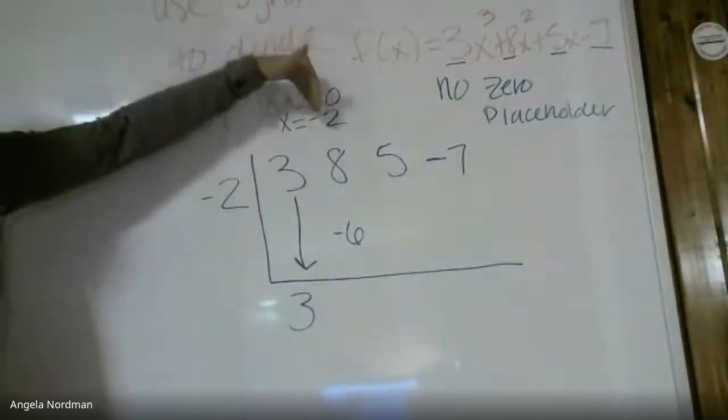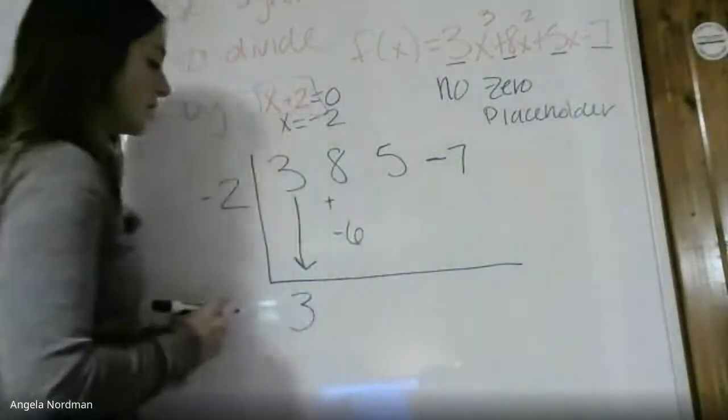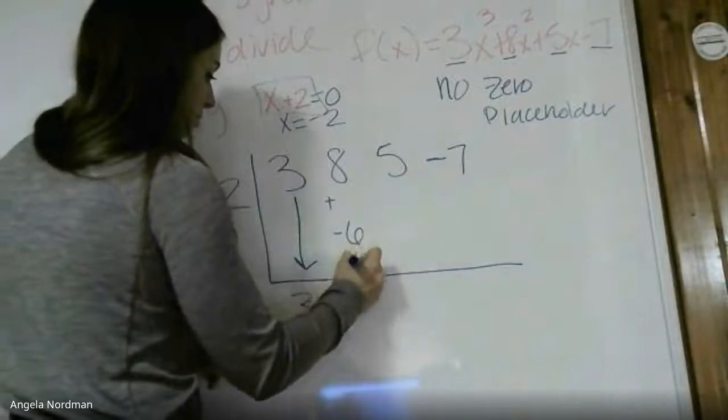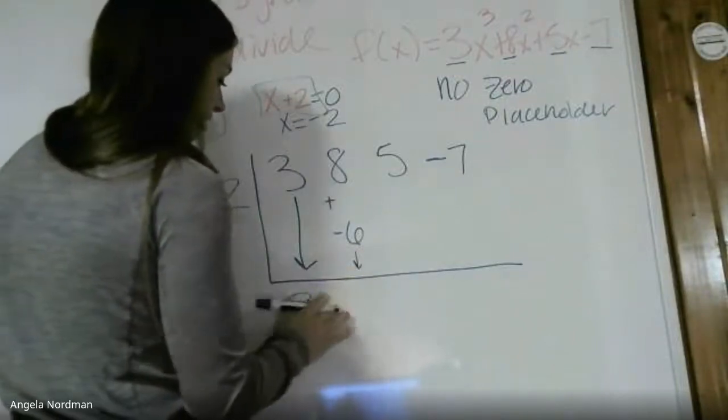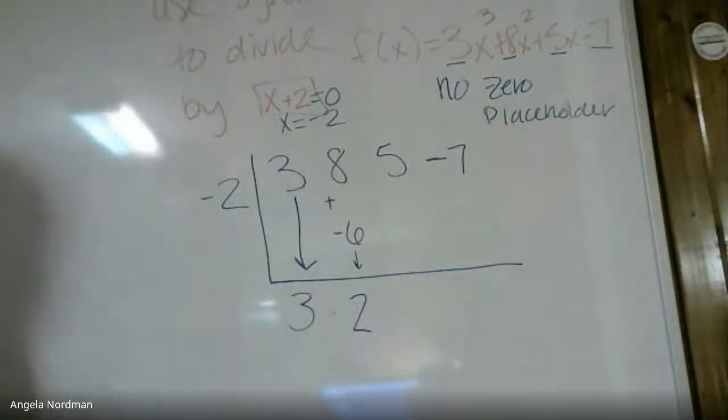Now I add straight down. So I'm adding 8 plus -6. That number comes down, I get +2. Okay, so that's kind of one full cycle of a synthetic division.